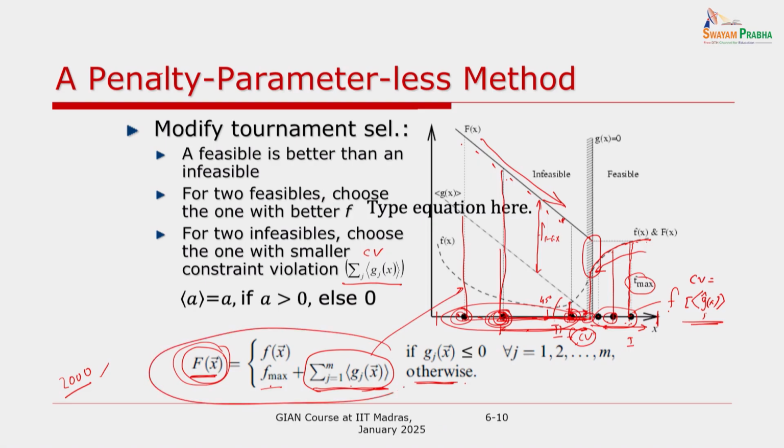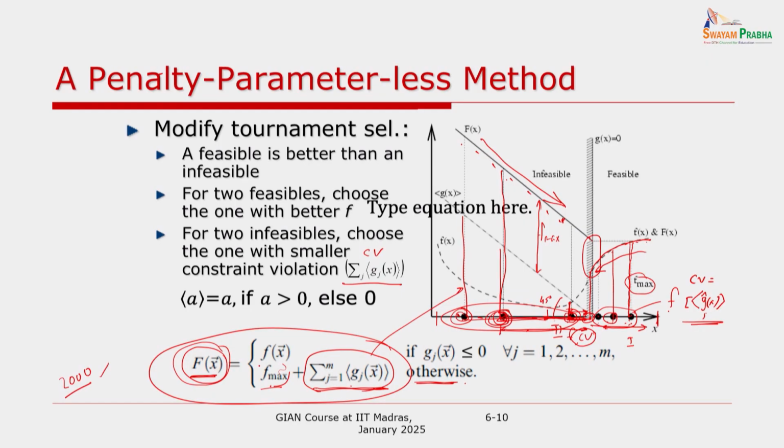Without, do you see any parameter here? Any parameter like R or anything you have here? Some students say, yes sir, there is one, F max. Is that a parameter? It's not a parameter, because that depends on your feasible solutions and what's the function value of the worst one. It's not a parameter, it's not something you are setting.